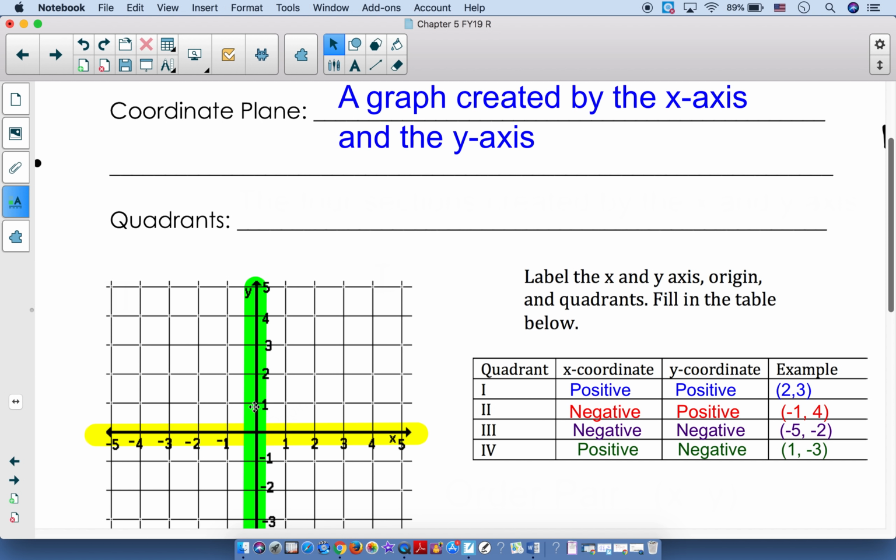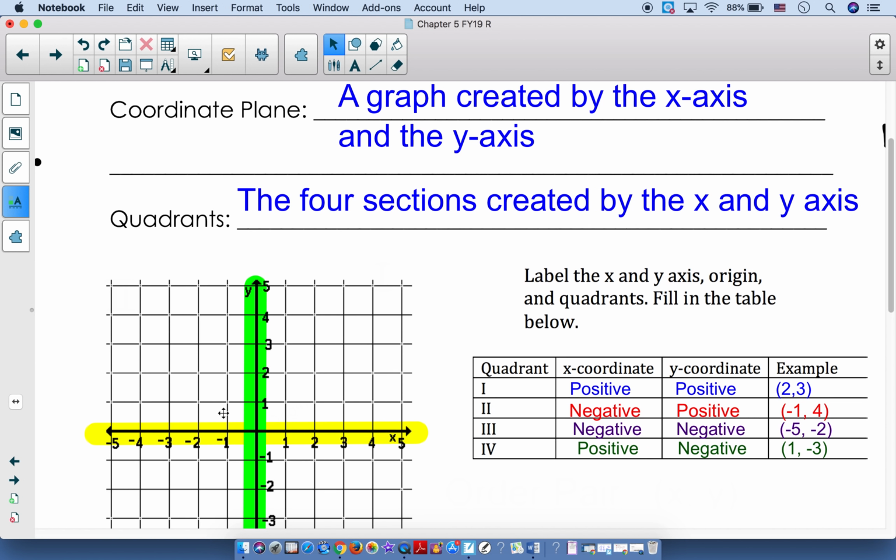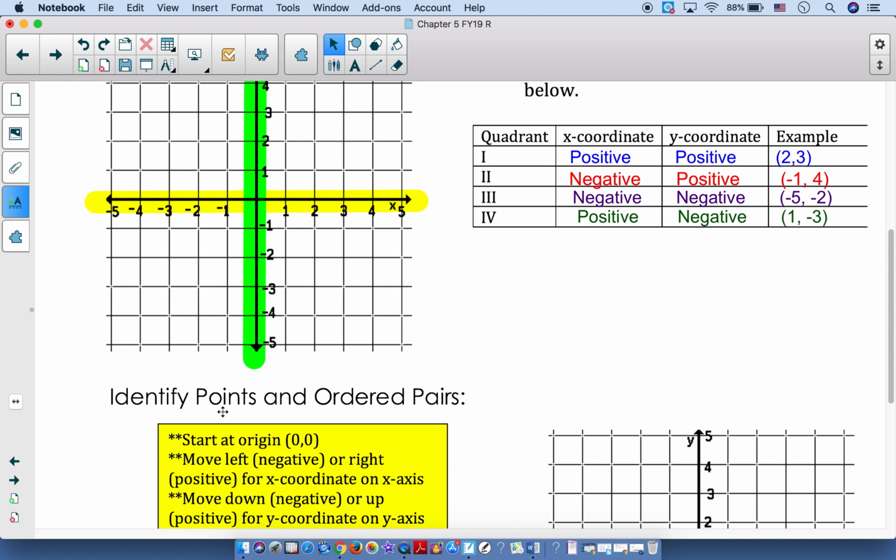These two axes create what's called four quadrants. That's another vocabulary word. Quadrant is basically a big fancy word for saying section. Each of these has a name called a quadrant, and there are four of them. Quadrant 1 is this one. Quadrant 2 is the top left corner, the top left quadrant. Quadrant 3, I know these are big fancy names, is the bottom left, and quadrant 4 is the bottom right.